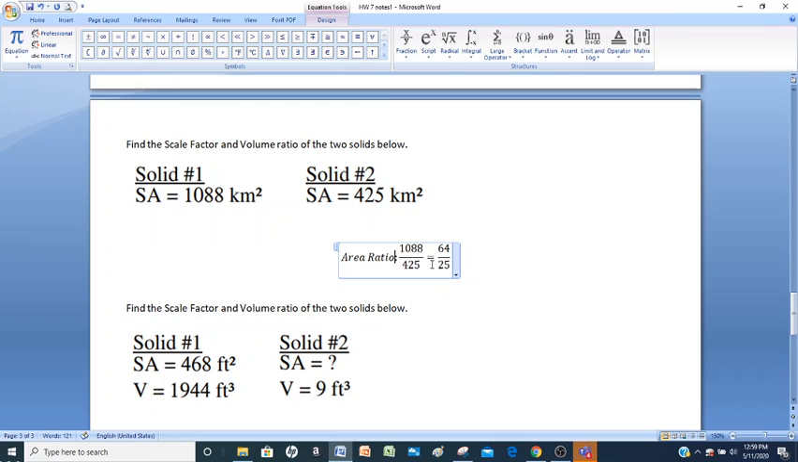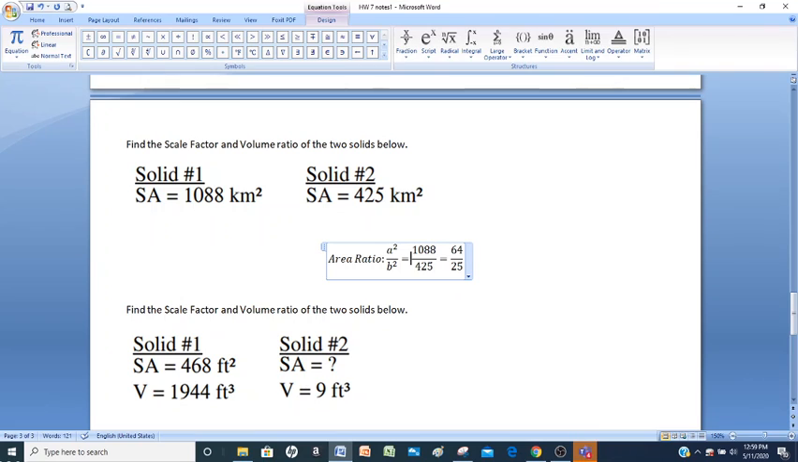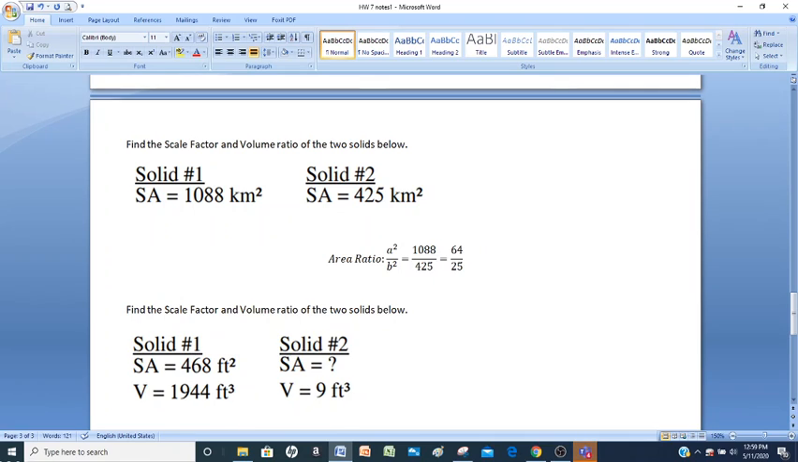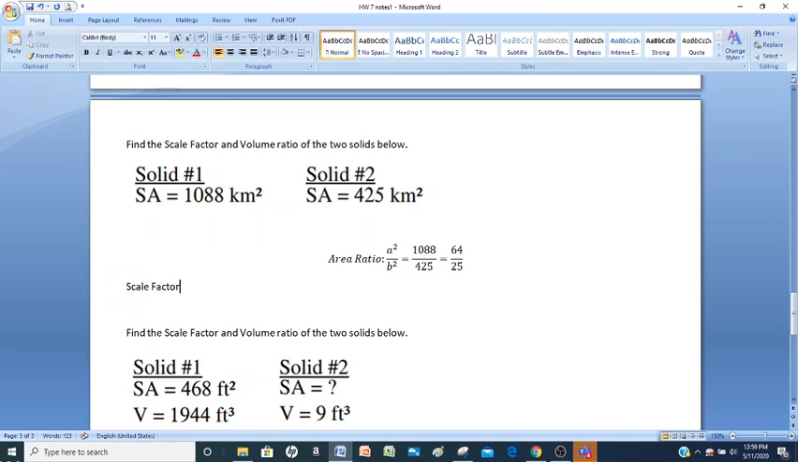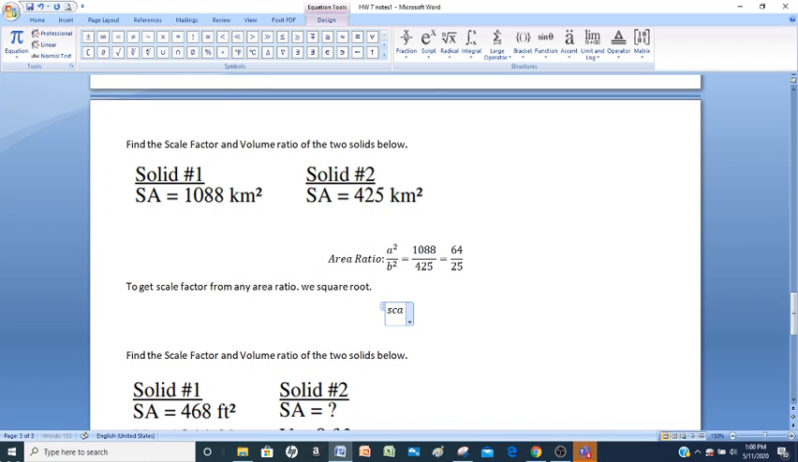And this is very important because remember, originally when we had our scale factor, we would have to square to get our area ratio. And so in order to get our scale factor from area, we're going to have to square root it. So that's what I'm going to do. To get our scale factor from any area ratio, we square root. So what is the square root of 64? Well, the square root of 64 is just 8. What's the square root of 25? Well, the square root of 25 is just 5.